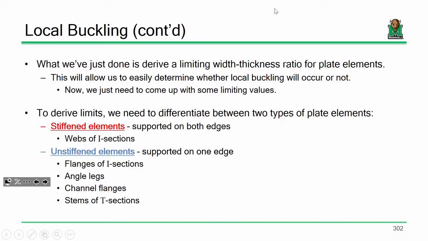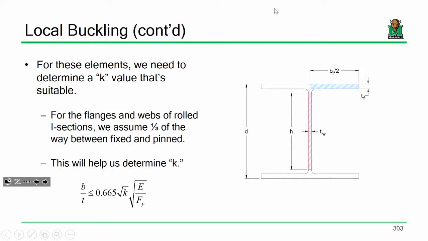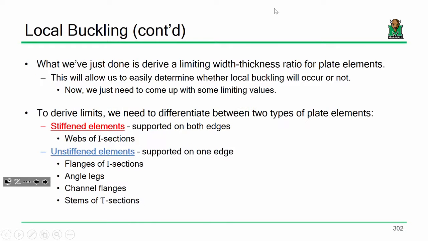The way I'm going to handle K is I'm going to differentiate between a stiffened element and an unstiffened element. An unstiffened element is an element of a cross section that's only supported on one edge. So if I've got an I-beam, an unstiffened element might be this portion of the flange because it's only supported on one side. Does everybody kind of see that? So that could be a flange, a leg of an angle, a channel flange, or the stem of a T-shape. Any section that's only supported on one side. A stiffened element, like the web of an I-beam, is supported on two sides. So we'll call that a stiffened element.